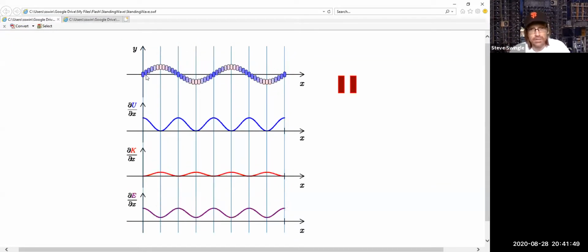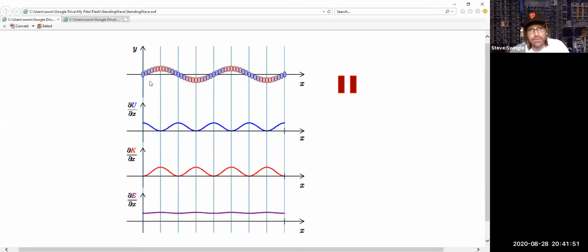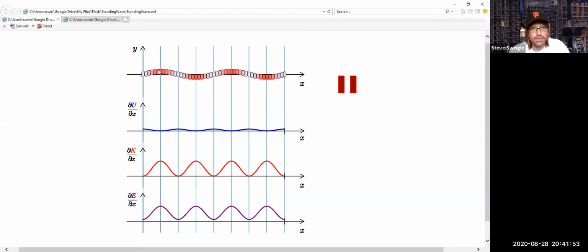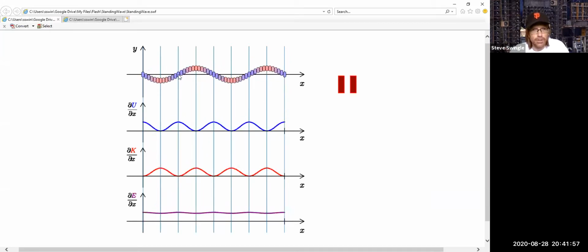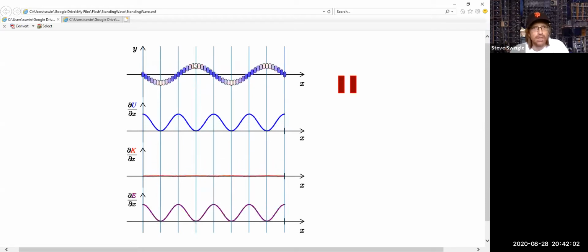Here's the first. Again, it's the same 4 graphs. The first graph represents particle displacement, and you can see that the string's oscillating up and down, but there are nodes and there are antinodes. There are points of antinodes where it goes up and down the most, and there are nodes where there's never any displacement at all.